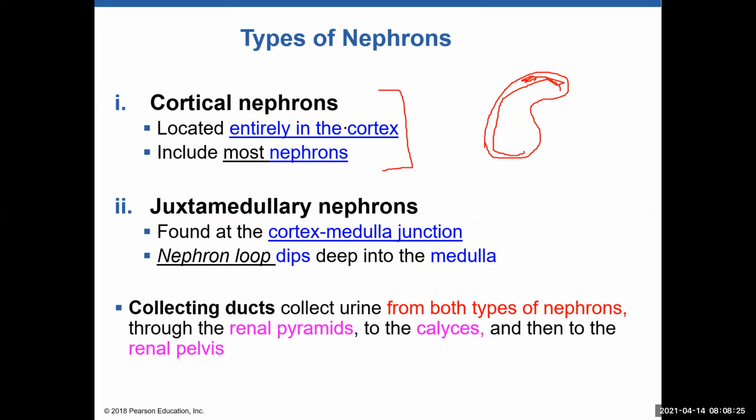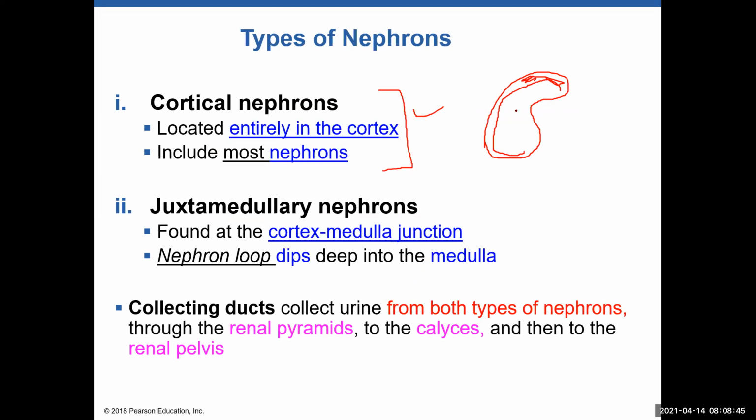Is it okay to everyone? Did you all understand what you need to write for the exams? But you have to remember that yes, the loop of Henle goes into the medullary area, but not very deep. And almost 80 to 85% of the nephrons in our kidney are cortical nephrons.